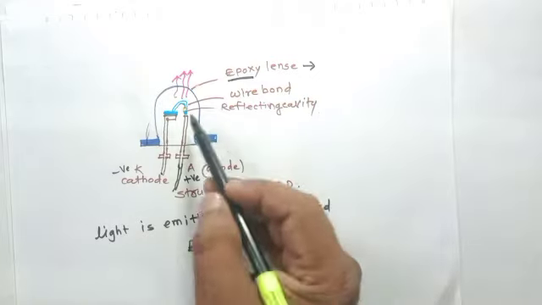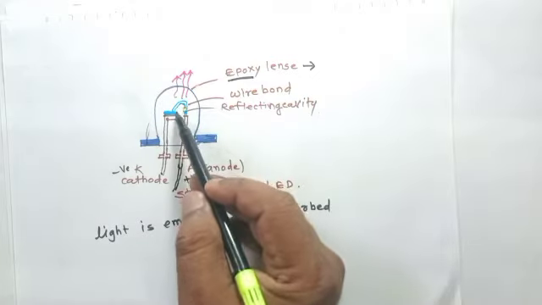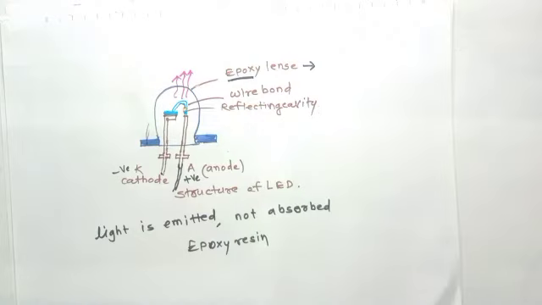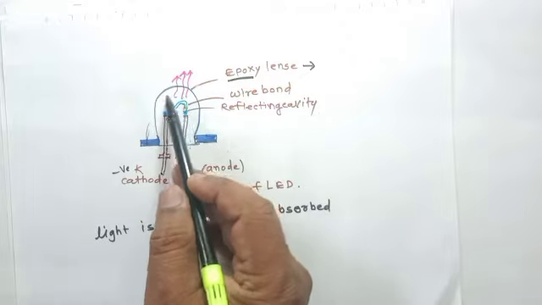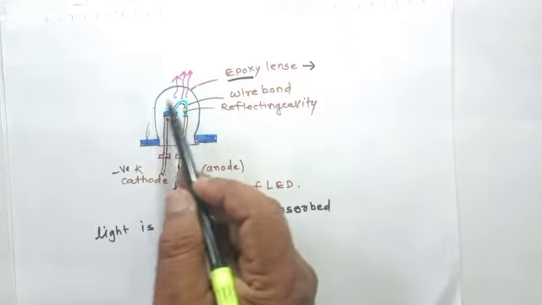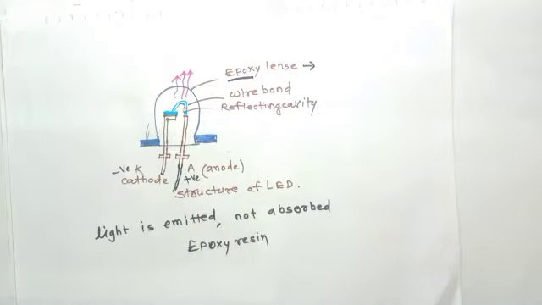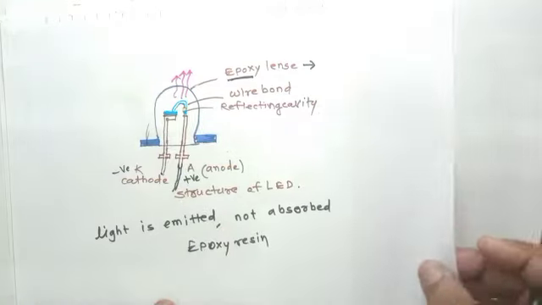Here the wire is bonded, so we can say that they are connected like a bulb filament, so that there is a concentration of light. So the emitted light appears to be brightest at the top. Here light appears brightest at the top of the LED, so that we can see a figure.